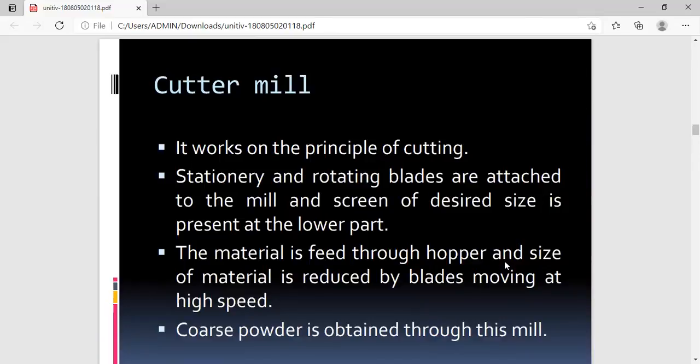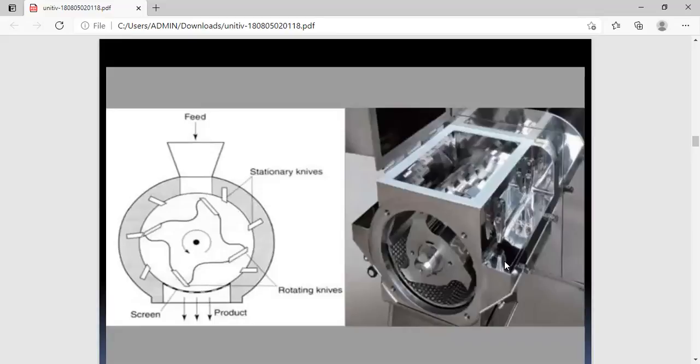So the first is a cutter mill. It works on the principle of cutting. The stationary and rotatory blades are attached to the mill and screen of desired size is present at the lower part. The material is fed through hopper and size of material is reduced by blades moving at high speed. Coarse powder is obtained through this mill.